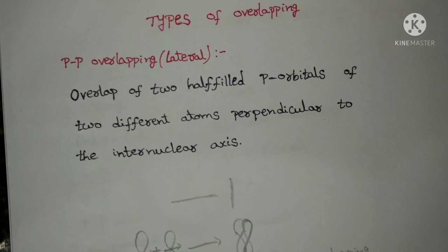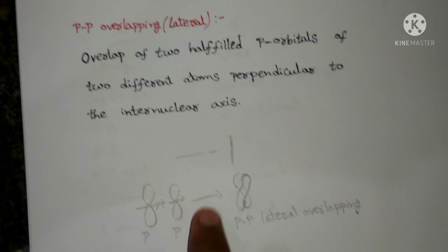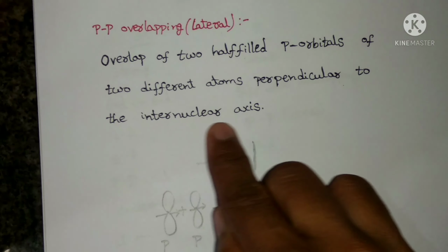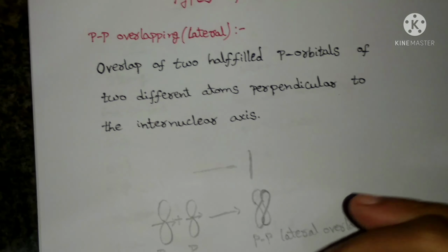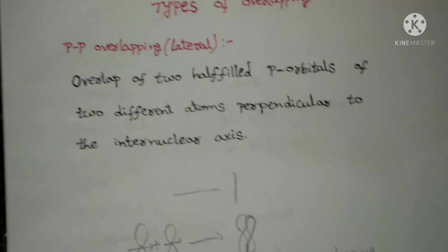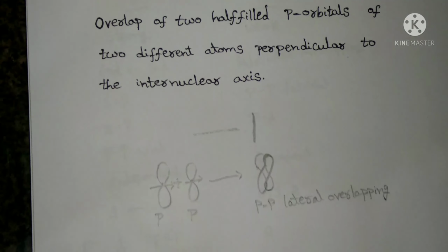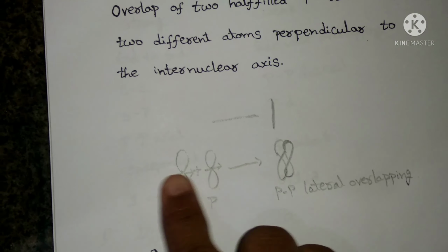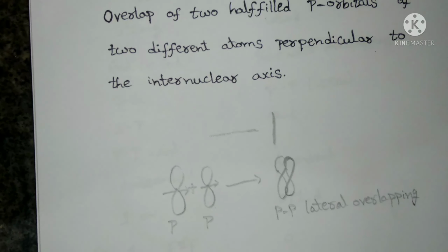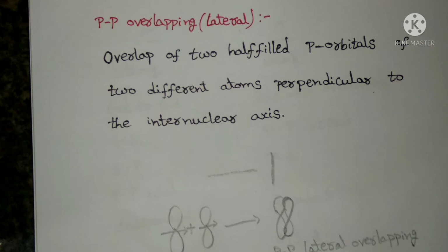The internuclear axis is the axis present between the two nuclei of bonded atoms. Relative to that internuclear axis, how are the atoms involved in bonding: along the internuclear axis or perpendicular to it? Now this is the axis. Perpendicular to this axis, see here, the orbitals are like this. So they overlap perpendicularly, not along the internuclear axis.